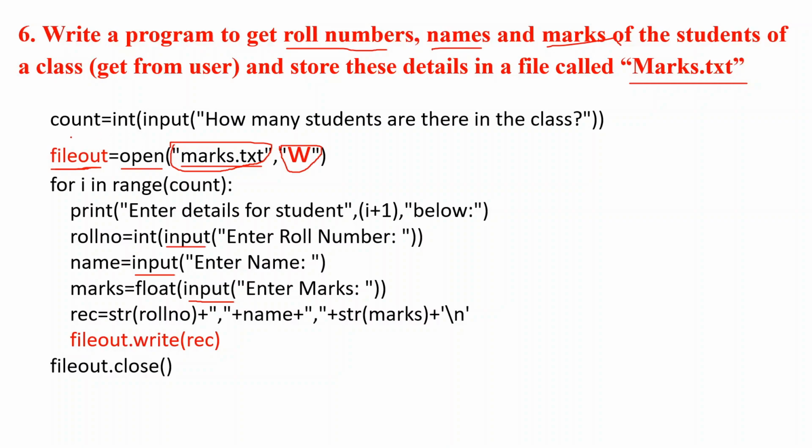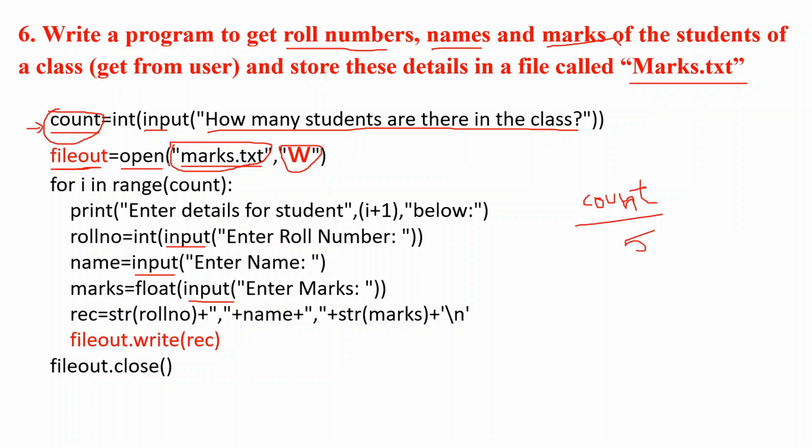First, instead of directly taking 5 student details or 6 student details, we are asking the user to enter how many student details you want to enter. Here the first statement is count equal to int input how many students are there in the class. That means it is going to display how many students are there in the class, and whatever you give, that number will be stored in count. For example, the user has given the count value 5.